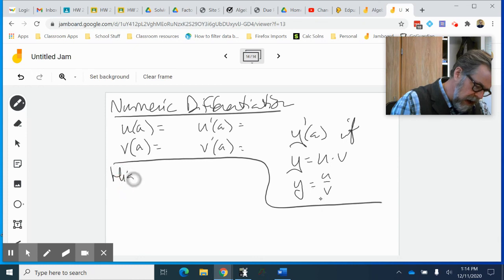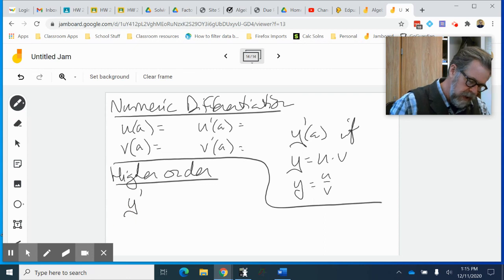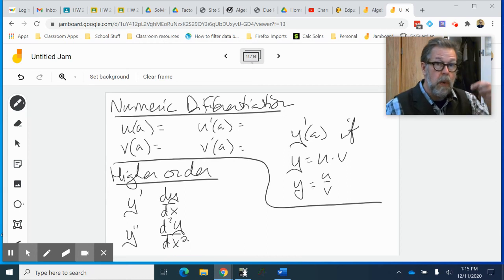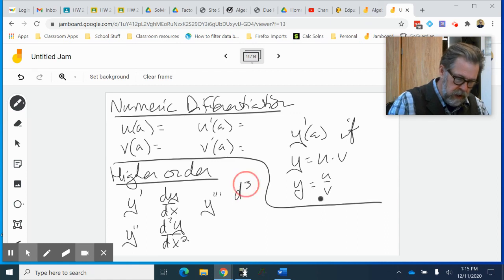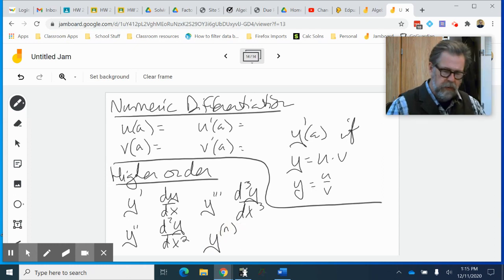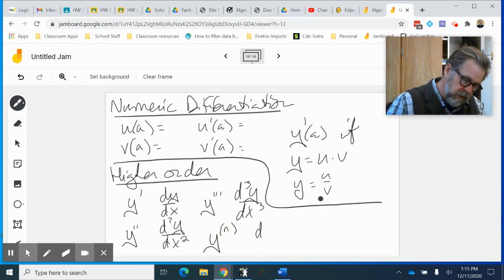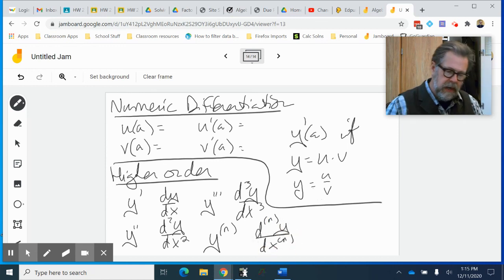And finally, higher order derivatives. You just need to understand that y prime is the derivative with respect to x. Y double prime is the second derivative with respect to x, not with respect to x squared, with respect to x. Y triple prime, third derivative with respect to x. And then the nth derivative with respect to x. Actually, I don't think we normally put that n in parentheses on the second part. So anyway, there you go.